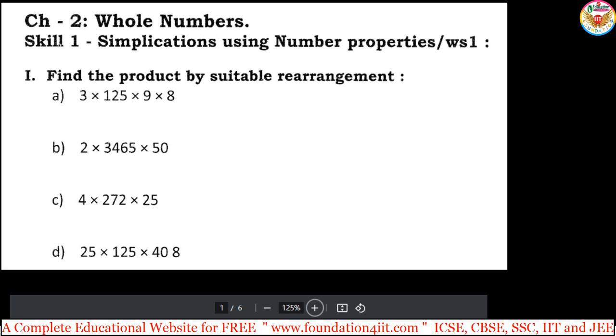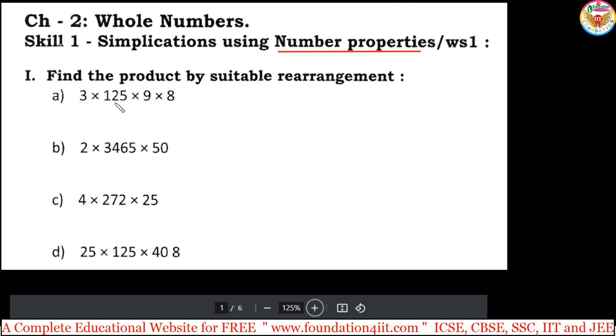Right. The first skill you need to learn is simplification using number properties. If you observe, here it is: find the product by suitable rearrangement. You should not multiply directly 3 into 125, then the answer into 9, again the answer into 8. First you observe which two numbers, if you multiply, will round off to 100, 1000, 10,000 and so on.